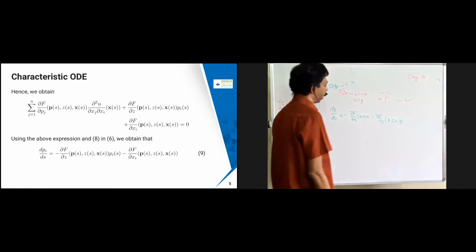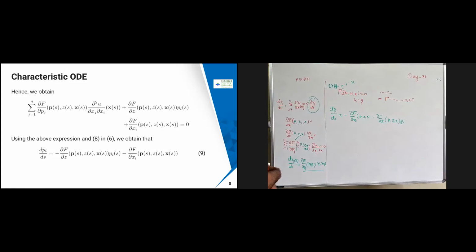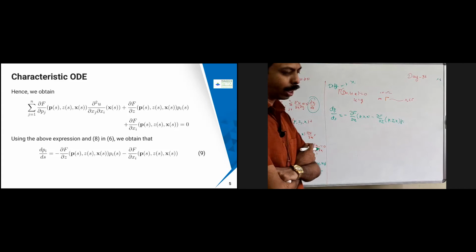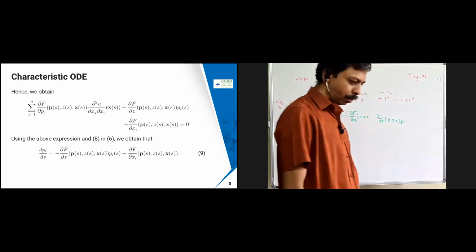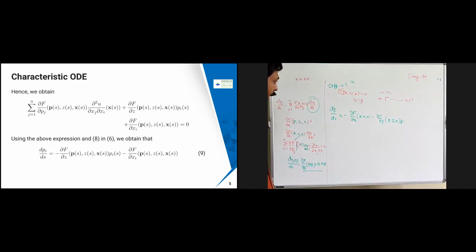So that's how I got it. dpi by ds is nothing but minus dou f by dou z of p comma z comma x into pi minus dou f by dou xi of p comma z comma x. That's what I have for dpi by ds. So almost the same thing as what we did in Charpit's method, if you remember. We did something similar.